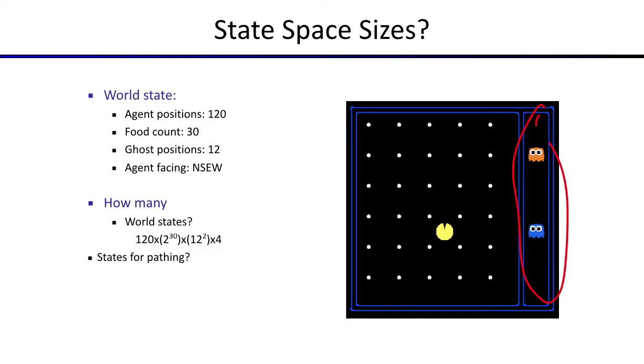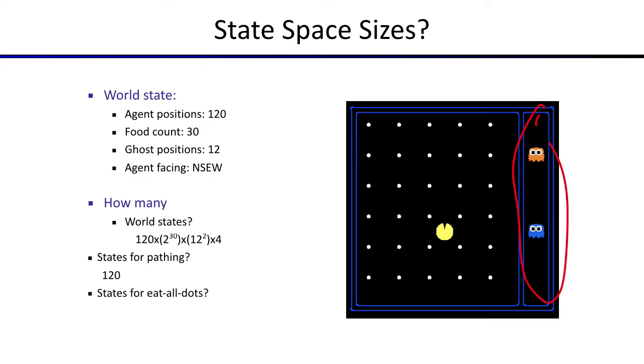But if we're trying to solve the pathing problem that I laid out on the last slide, just get from point A to point B, what do we need to keep track of? Yeah, just XY location. Where the ghosts are doesn't matter. They can't do anything to us. Which food have been eaten doesn't matter. We're not trying to eat all the food. And which way we're facing doesn't matter, because no matter which way we're facing, we can still move in any direction. So it's actually only 120, a lot less than the number of world states.